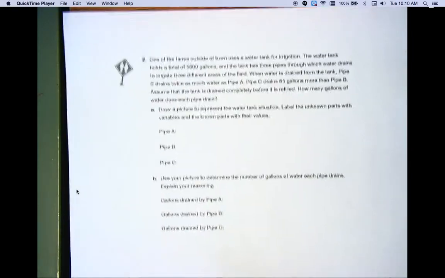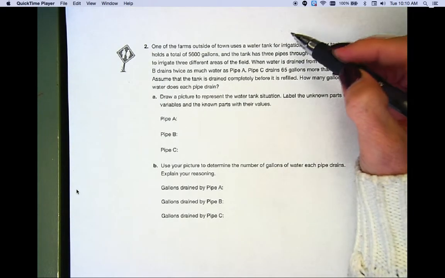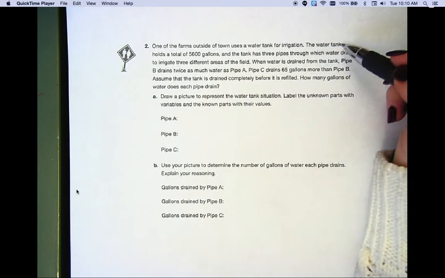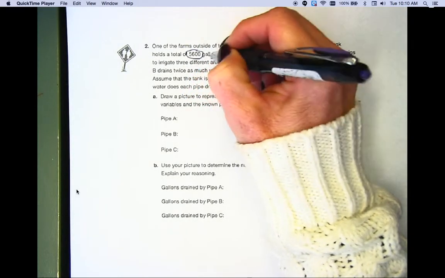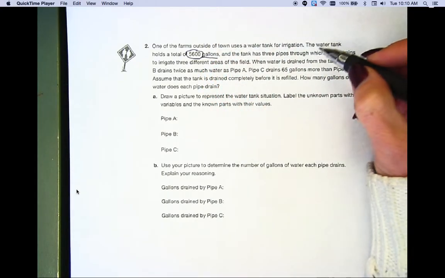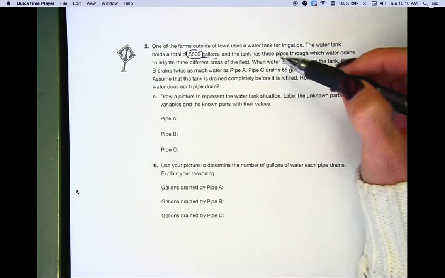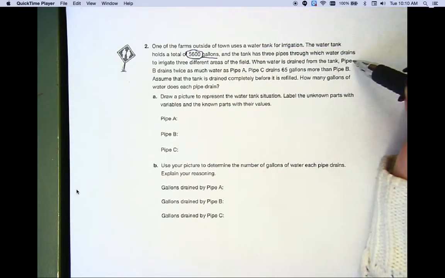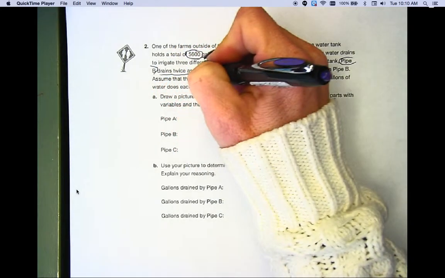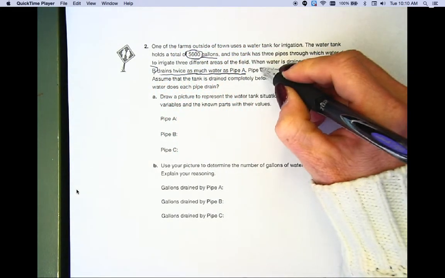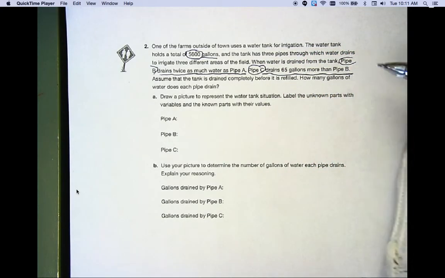Okay, we're going to try this a couple more times here. One of the farms outside of town uses a water tank for irrigation. The water tank holds a total of 5,600 gallons. The tank has 3 pipes through which water drains to irrigate the 3 different areas of the field. When water is drained from the tank, here they're telling me about pipe B, which drains twice as much as A. Now they're telling me about C. C drains 65 gallons more than B.